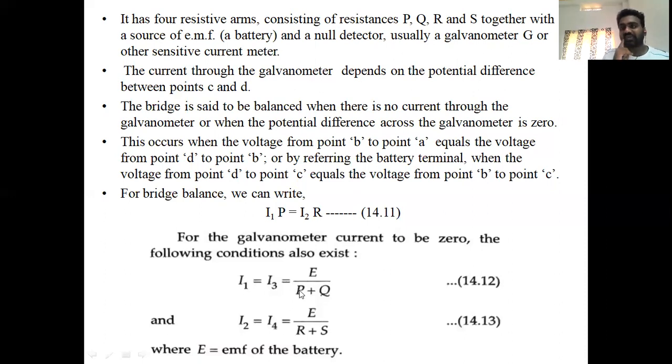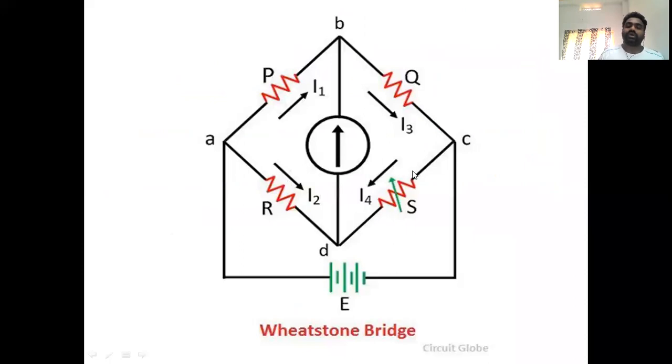The same amount of current is flowing and the same amount of EMF is applied. That's why we have summarized the resistance values as P plus Q. The same happens with respect to I2 is equal to I4.